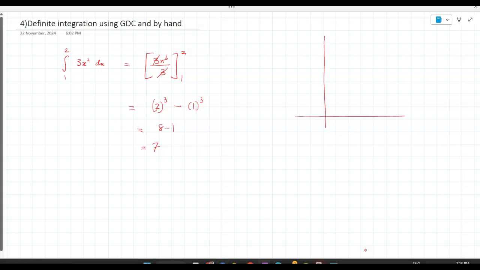If you have a curve, my function is 3x square. This is x, this is y. This is x is 1, this is x is 2. It is giving me the area between the curve and the x-axis. And that's what we are doing.